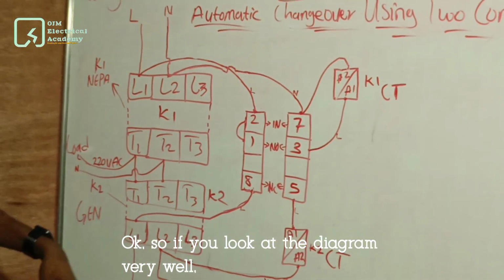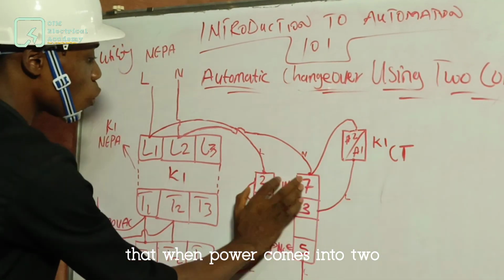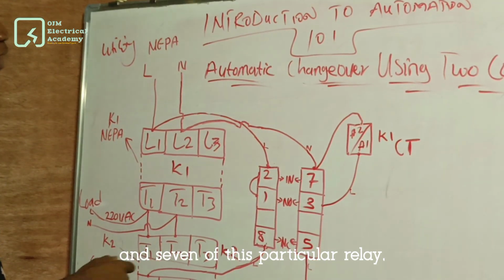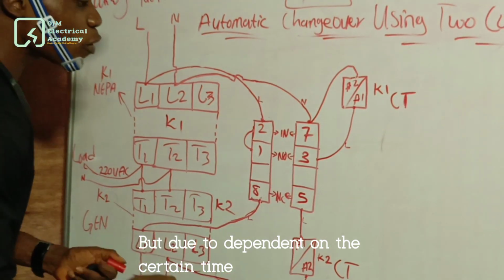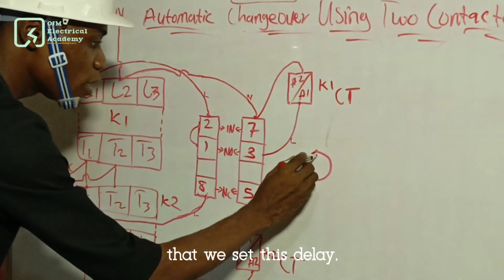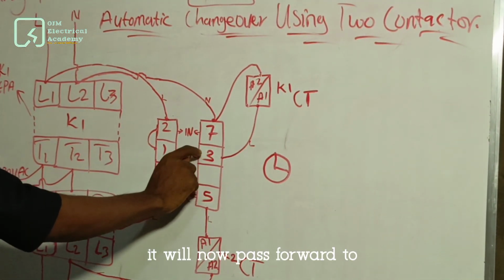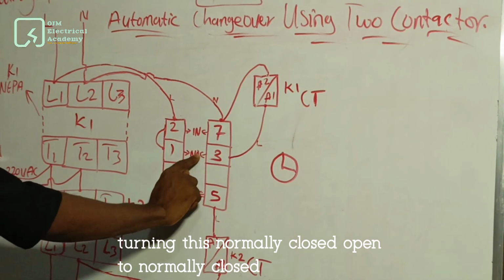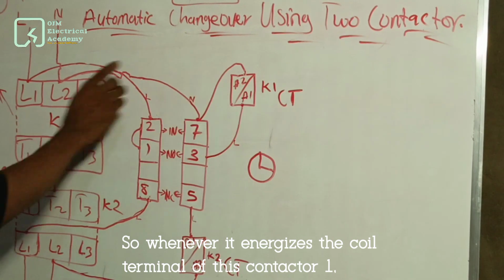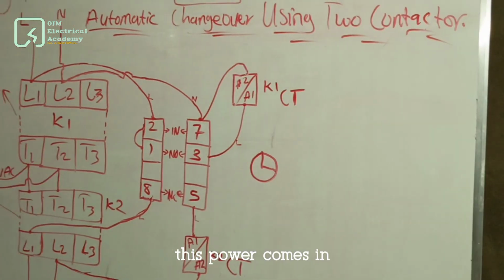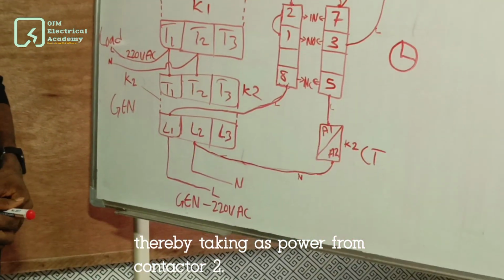Okay, so if you look at the diagram very well, we are going to understand that when power comes into 2 and 7 of this particular relay, it energizes the coil terminal of the relay, but dependent on the certain time that we set on this delay, it will now pass power to 3, turning this normally closed contact open, and thereby energizing this coil terminal. So whenever it energizes the coil terminal of this contactor 1, which is for NEPA or utility supply, this power comes in and it will turn this place to normally closed, thereby taking out power from contactor 2.